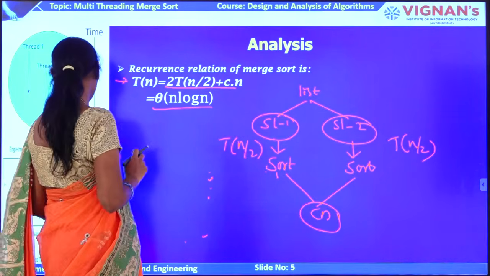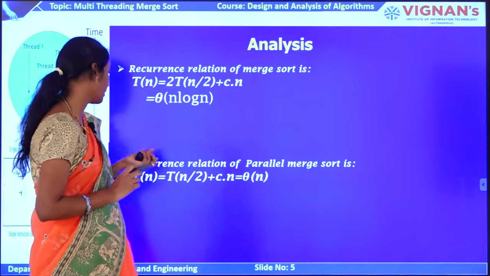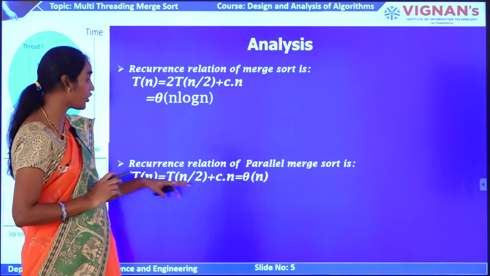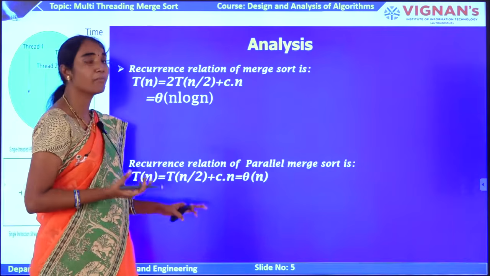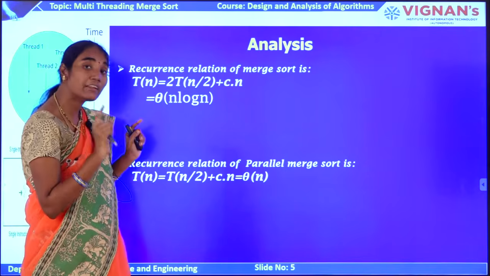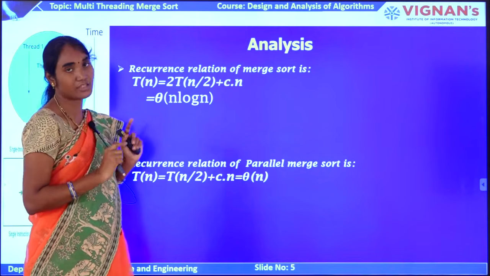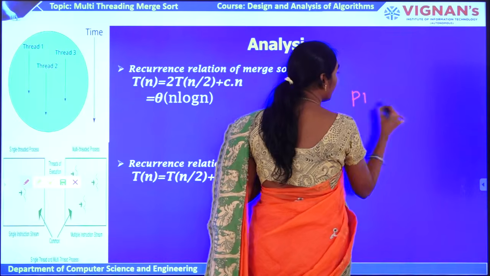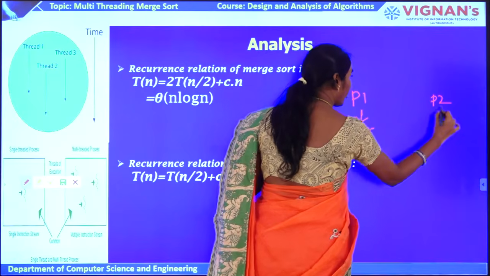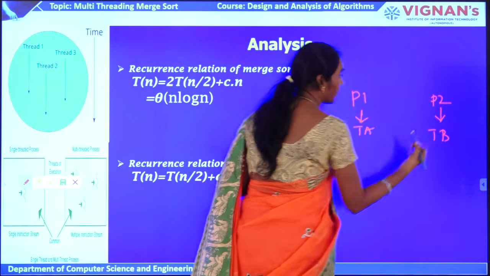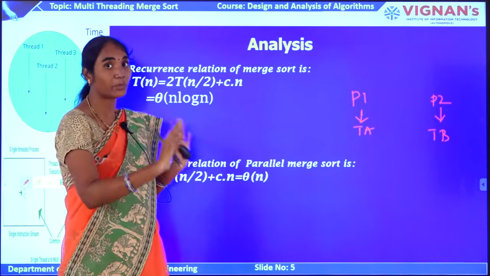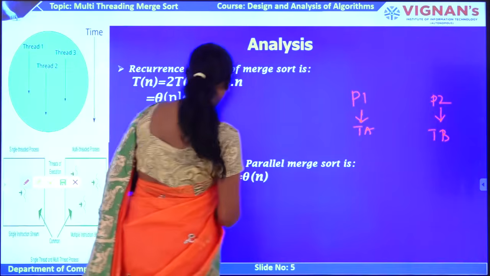Now let's see the parallel version of merge sort. So T of n is equal to T of n by 2. Why is it not 2T of n by 2? Because here each thread is separately processed on a different processor, right? So here it is P1, P2, two processors. On this one thread A and on this one thread B is executing, right? So parallelly both are executing within the same time. So that's why it is T of n by 2.